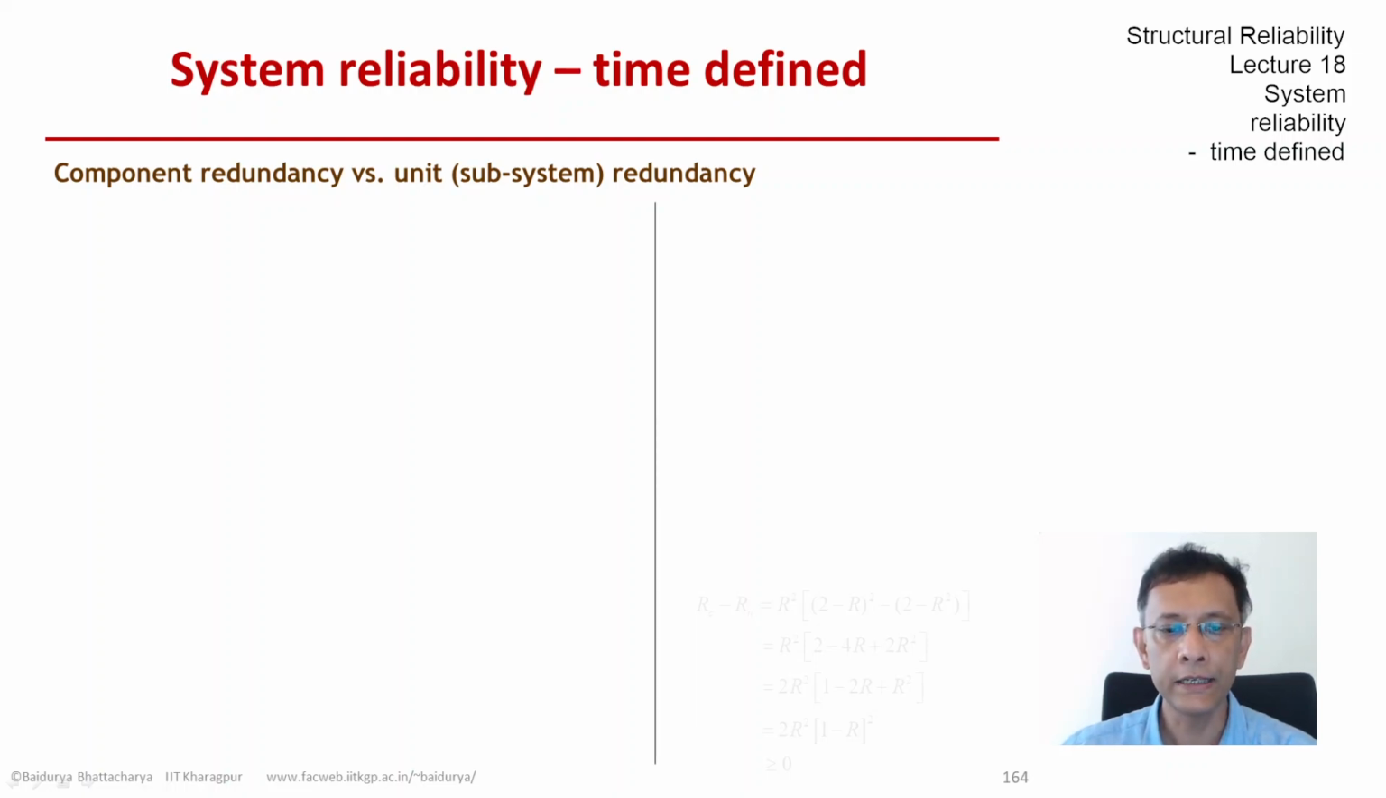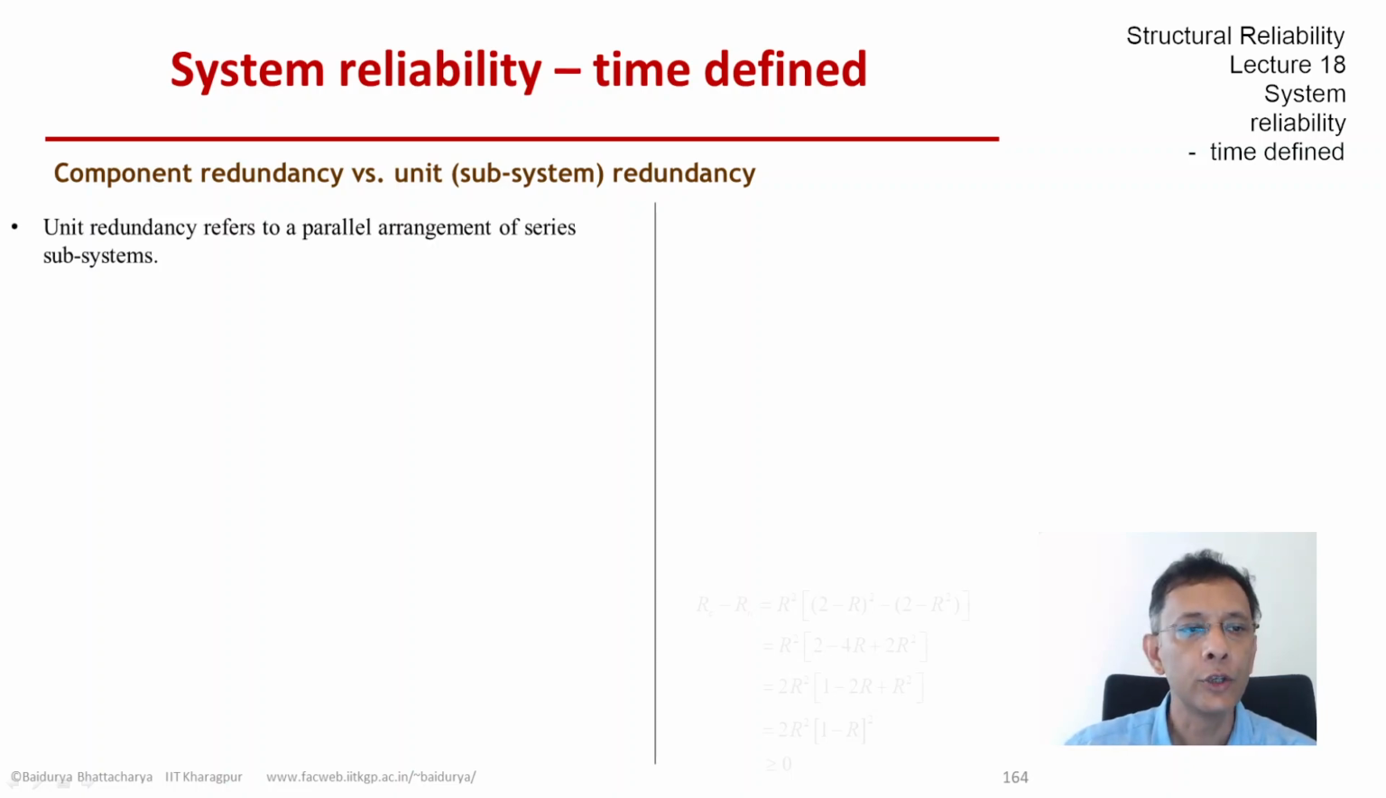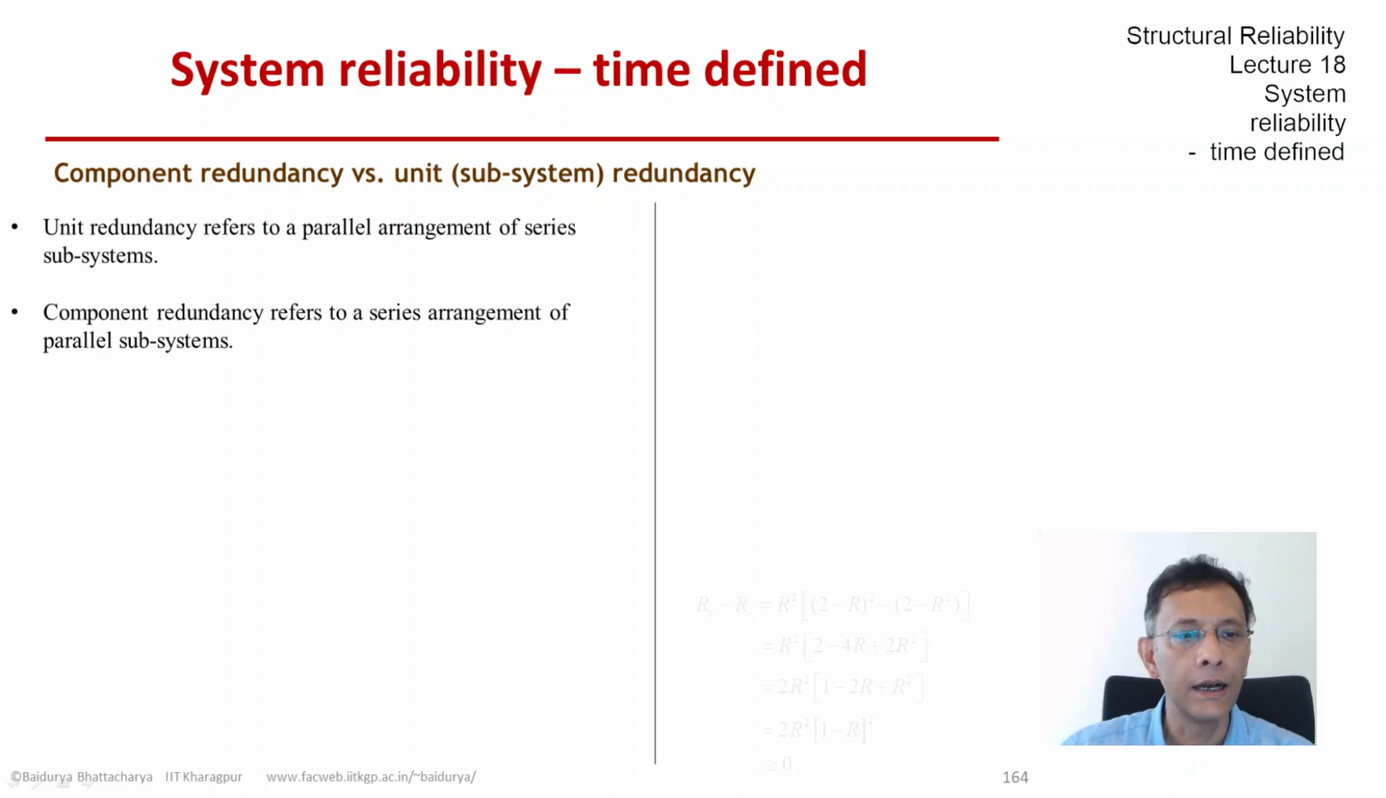After looking at series and parallel configurations, let's look at an interesting mix of the two. It's called component redundancy and unit or subsystem redundancy. When we talk about unit redundancy, it's a parallel arrangement of series subsystems. And when we talk about component redundancy, it's a series arrangement of parallel subsystems.